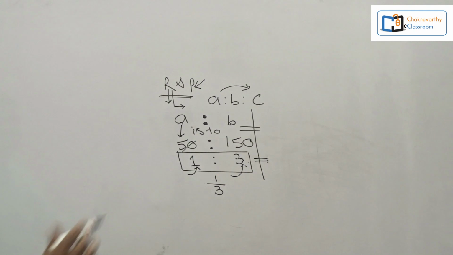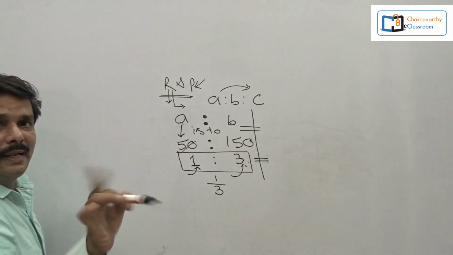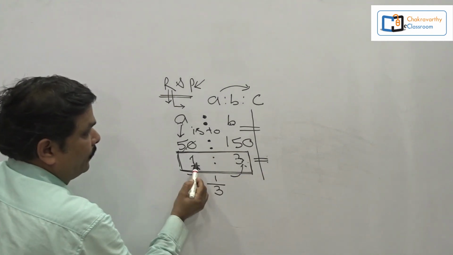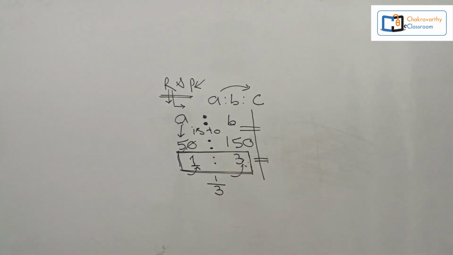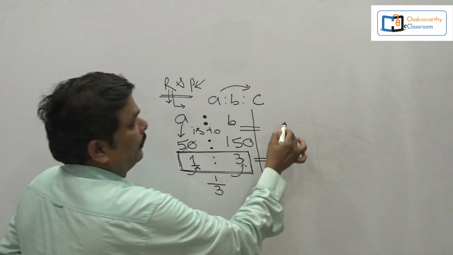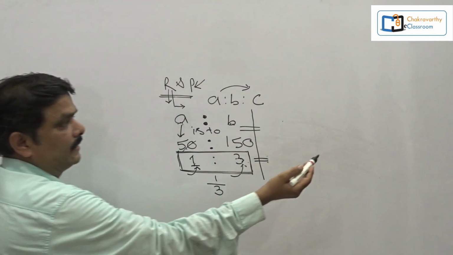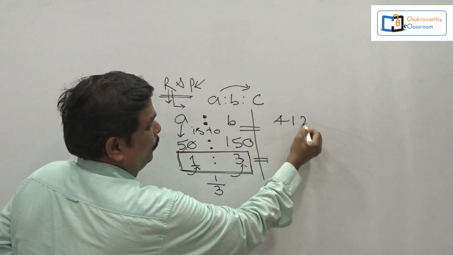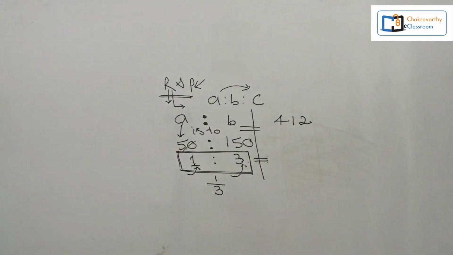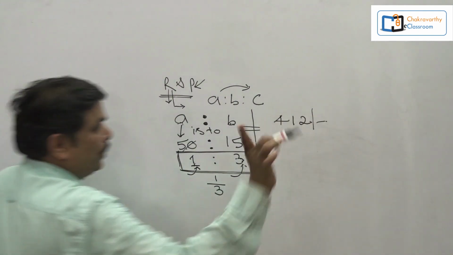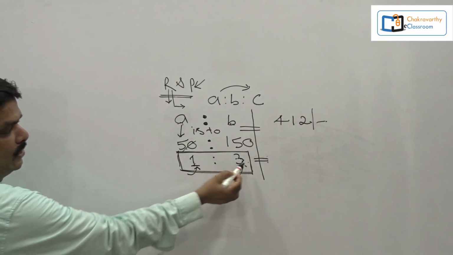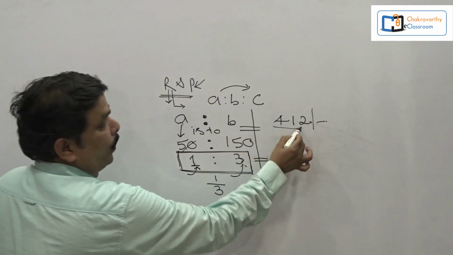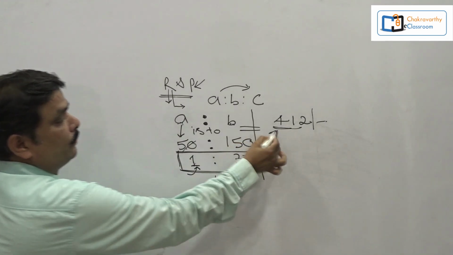Suppose, let's forget about this 50 and 150. Take it in this way. A and B have money in the ratio of 1 is to 3, for example. Now, the total amount I am having is, let us take this one as 412 rupees. You take 412 rupees are there in total. Now, A and B are having the money in the ratio of 1 is to 3. Then, how to divide this 412 in 1 is to 3?